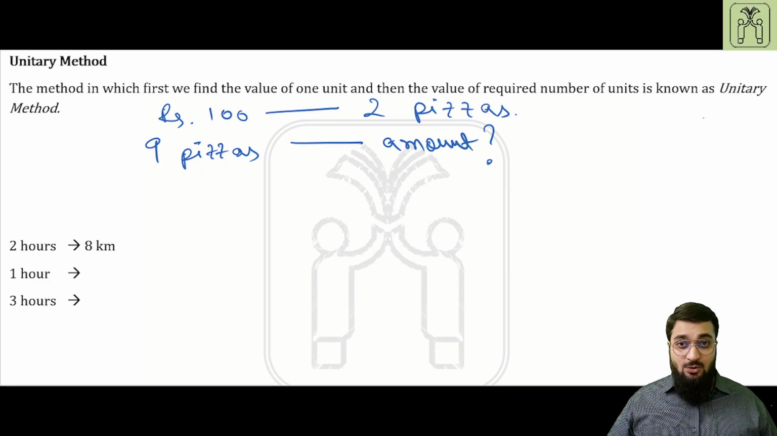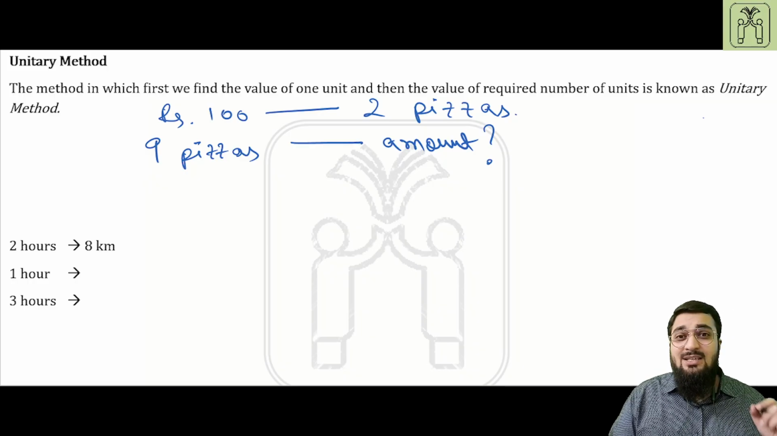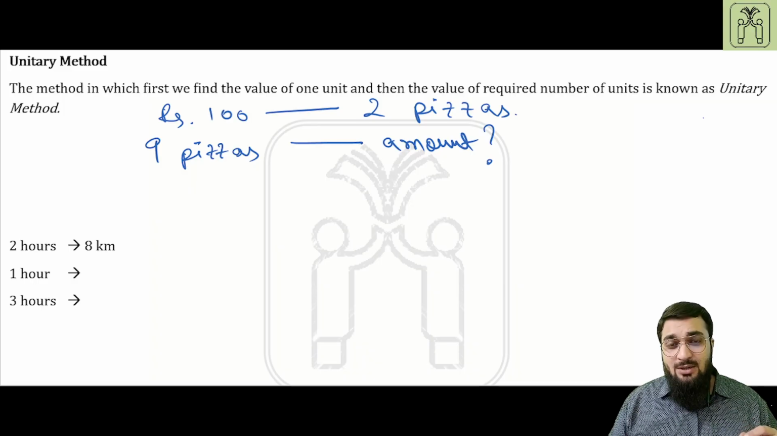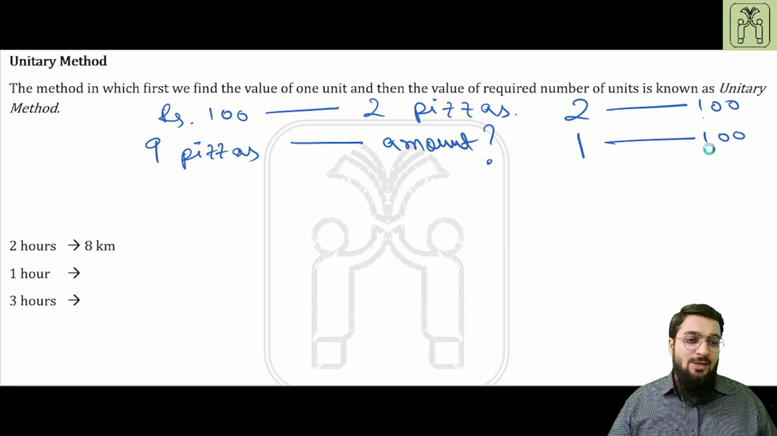So again, using the concept that the basis will be on the left side and the answer which is required will be on the right side, I will write two pizzas and I will write 100 on the right side. After that, I will make 2 into 1 by dividing by 2. So 2 by 2 will be 1 and 100 by 2 can be written as 50.